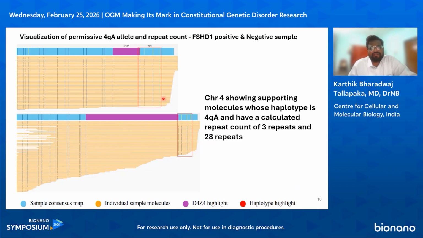In the interest of time, we'll not go further into the mechanisms of the disease, but this is how the image from the software looks when you are analyzing FSHD. Here you can see a shorter repeat segment and the 4q haplotype, and this corresponds to about 3 repeats, while the image below corresponds to 28 repeats, suggesting that the case likely has a contraction in the D4Z4 locus, resulting in the phenotype.